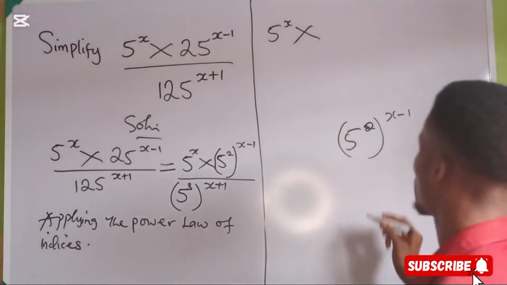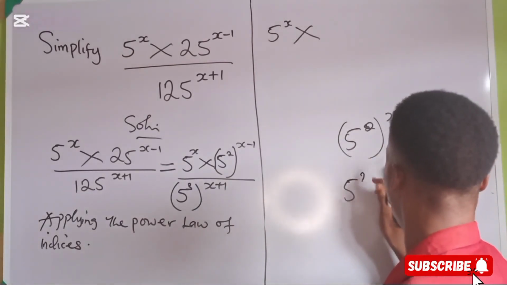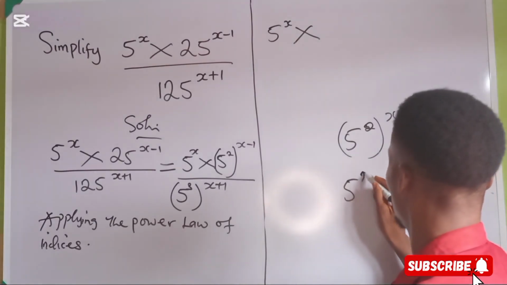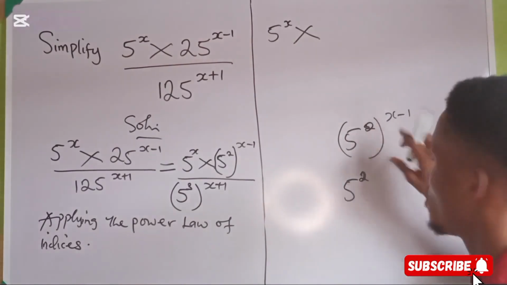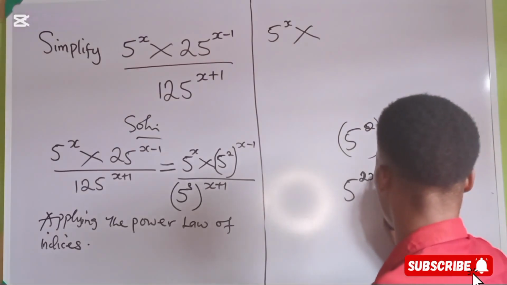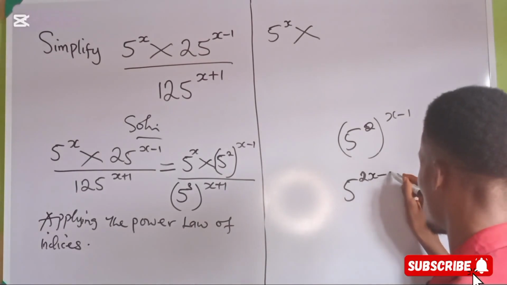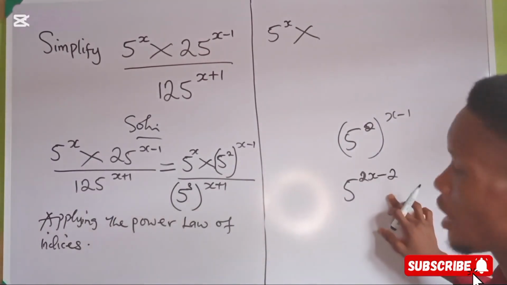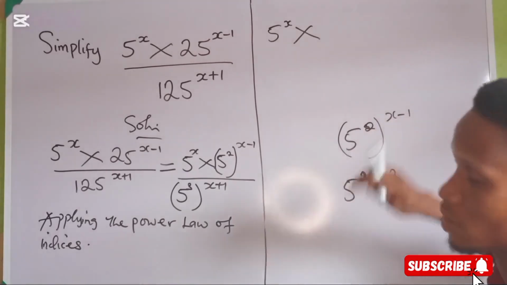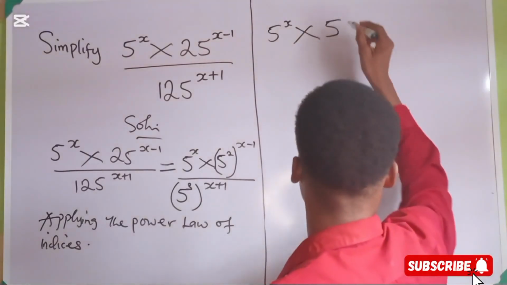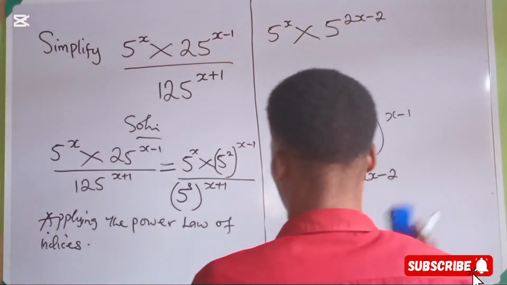So what you do now is 5 squared. You now see this 2 here multiplies what is outside, which is 5 raised by 2x. Then this same 2 will also multiply what is outside here, 2 times minus 1, which is minus 2. That's what we're going to have. So whatever the power inside the bracket, it must multiply the power outside. So we're going to have 5 raised to the power 2x minus 2.